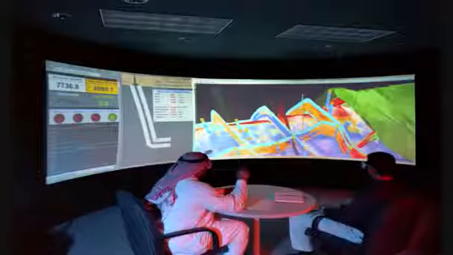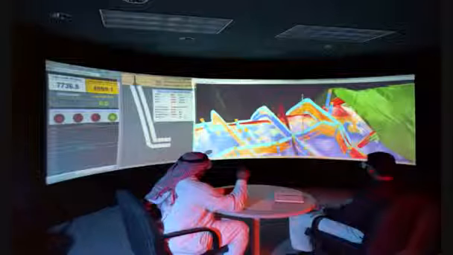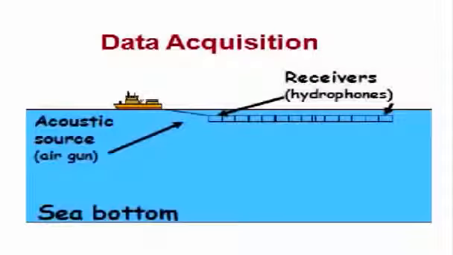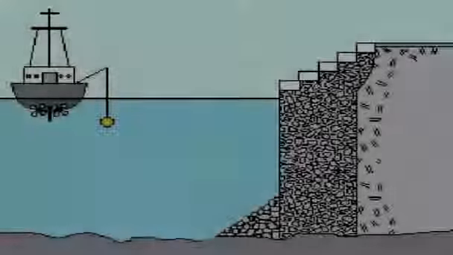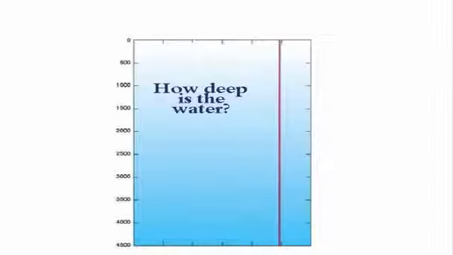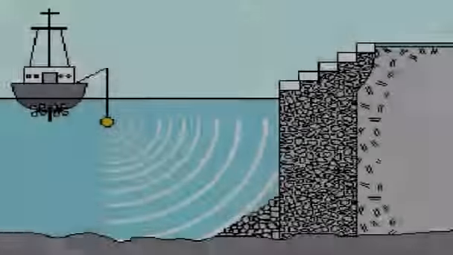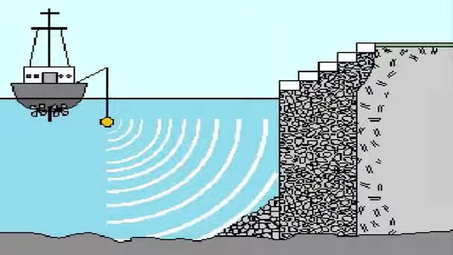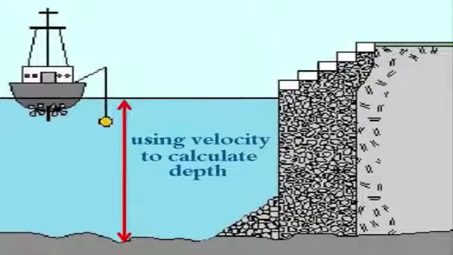Let's look at an actual example of using seismic technology. Here we have a ship out in the ocean doing seismic work. The first challenge for the geoscientists is to find the depth of the water. Let's look at how they can calculate the depth using seismic. First, the geoscientists calculate the velocity of a sound wave in water, and then they will use the velocity calculation to determine how deep the water is under our ship.